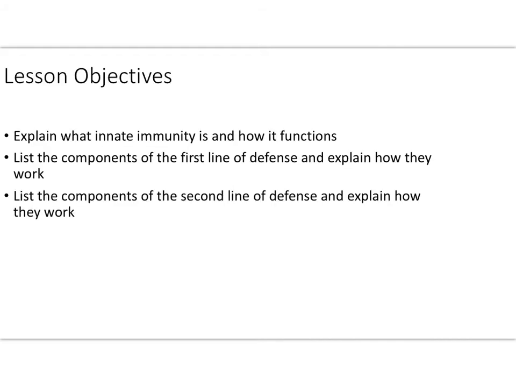So now that we know that there are 2 basic types of immunity, innate immunity and acquired immunity, we will go ahead and get into the details about the innate immune system. As always, you have your lesson objectives, so I recommend you look those over now, make sure you know what you're listening for, and then come back to them after you have listened to the lecture and make sure that you have completed these objectives.